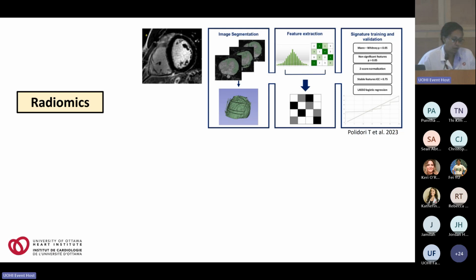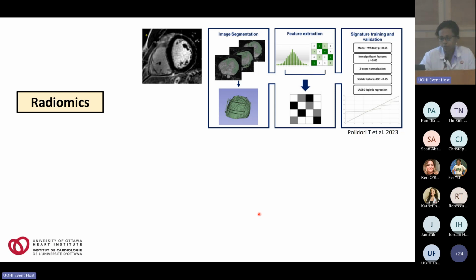So this is where I want to talk about maybe the future of imaging. One method could be radiomics. So what we do with radiomics is we try to gather quantifiable data from the images.